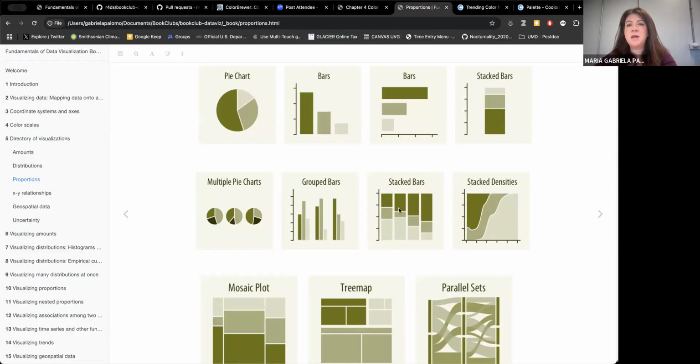Yeah, and I think that stacked bars are exactly what pie charts are showing, but you're using the space more efficiently. So I think I agree with you. Stacked bars have their place.